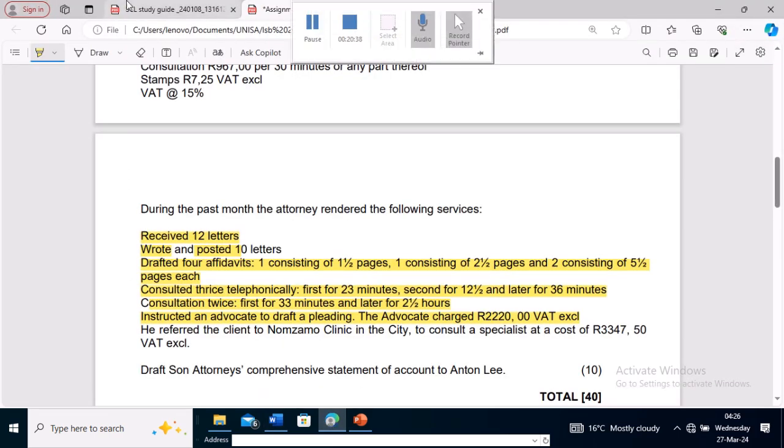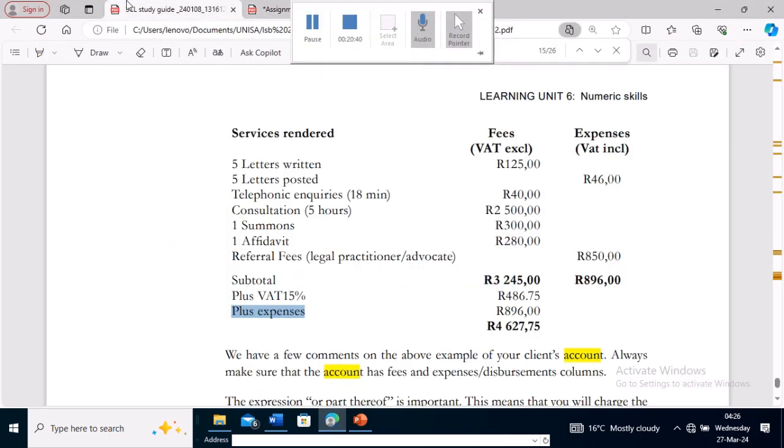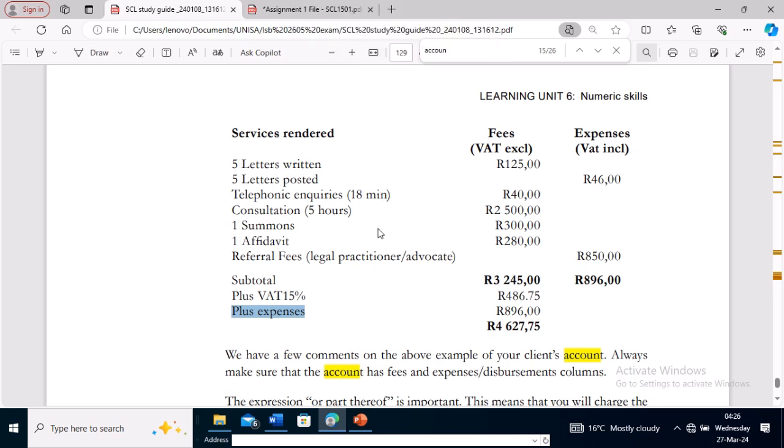Let me explain the second part. And getting this thing has so many parts. So as we can see, we are done with this first part. So we need to add something that is called subtotal plus VAT plus expenses. But let's start with this last part. When they state that subtotal, they want to know what is the total amount of fees, what is the total amount of expenses individually. So we are going to add our fees starting here to the last one.